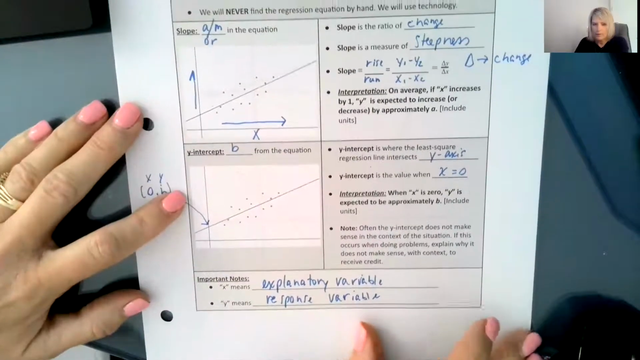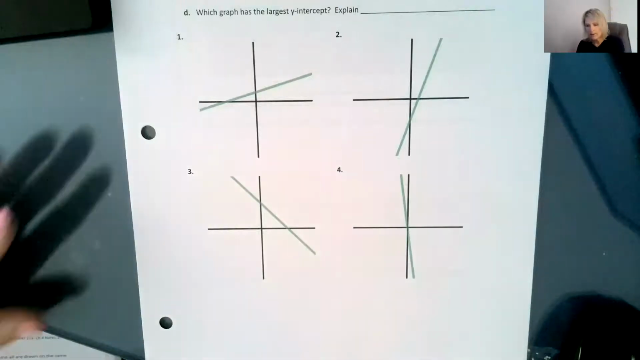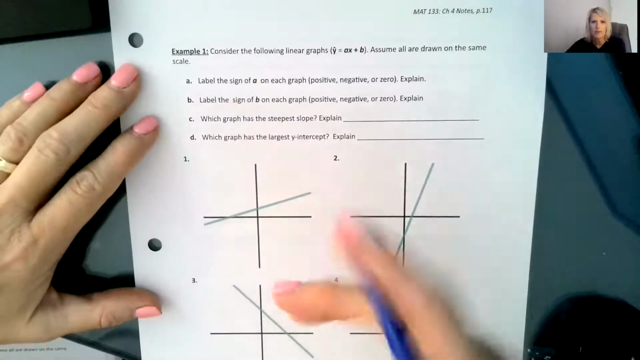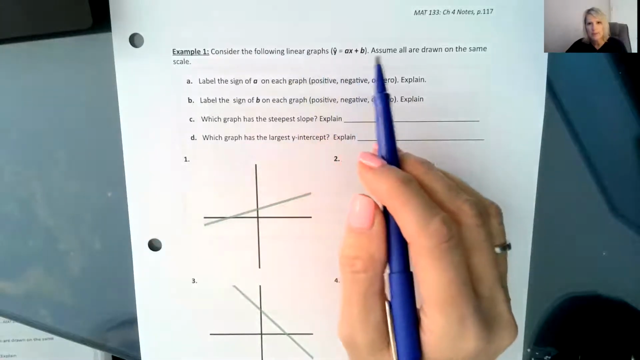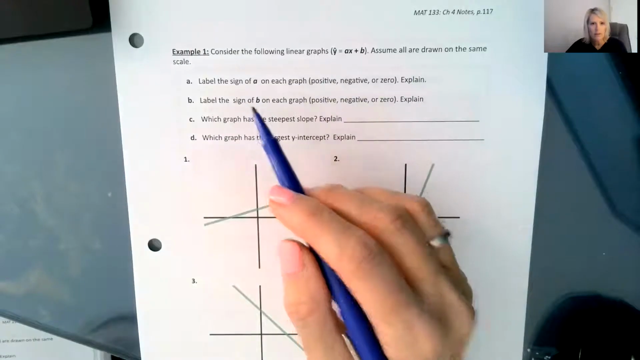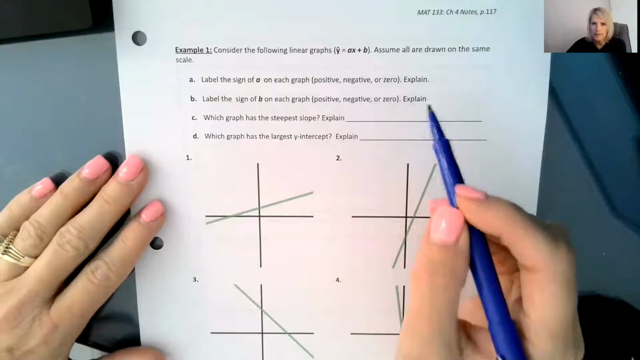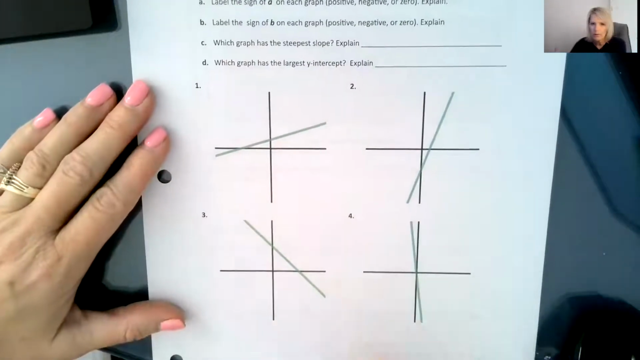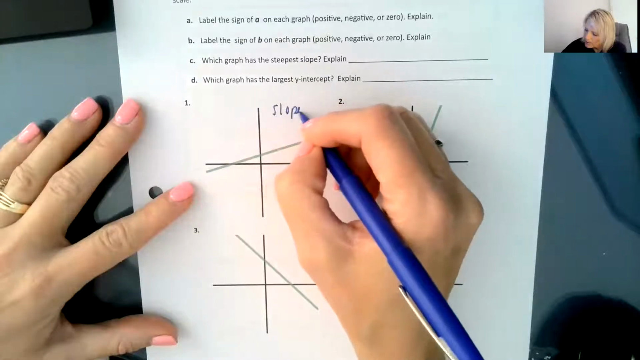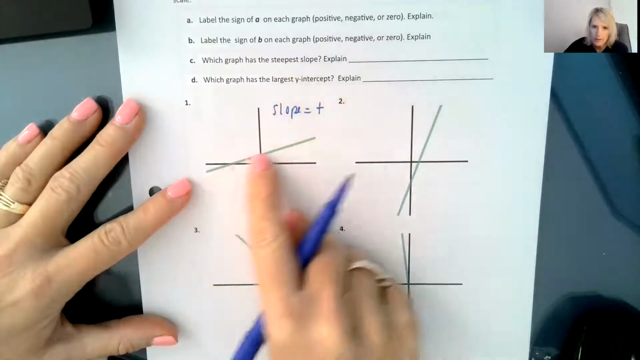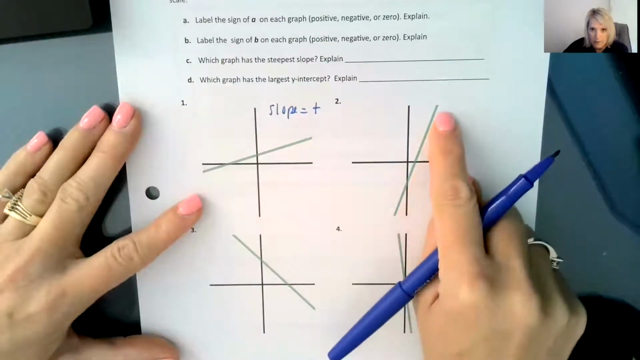Let's refresh slope and y-intercept on page 117. It says, consider the following linear graphs for y equals ax plus b. Assume all are drawn on the same scale. Label the sign of a, which is the slope, positive, negative, or 0, and explain. So let's go through each of the four. The slope here is positive. It's going uphill. It's actually very steep.